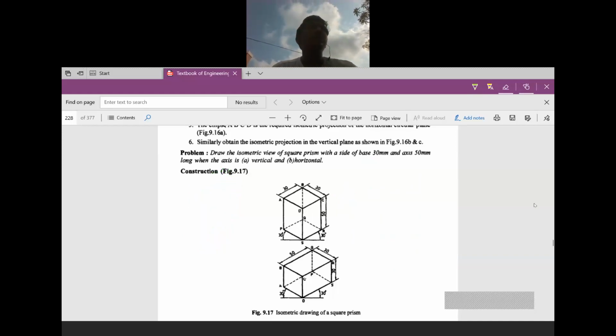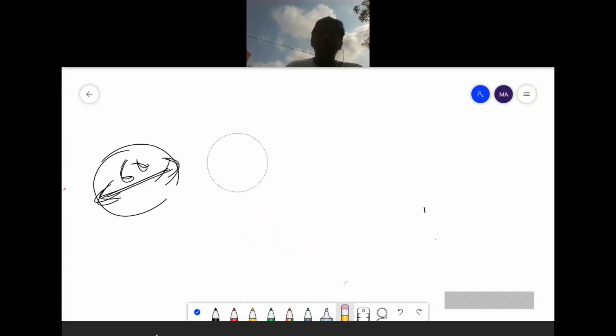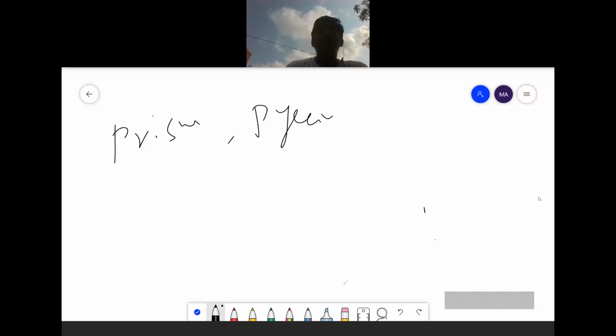Okay, here the solids are totally three types: prisms, pyramids, and solids of revolution. Understand? Just listen carefully. One is prisms, then pyramids, and solids of revolution.